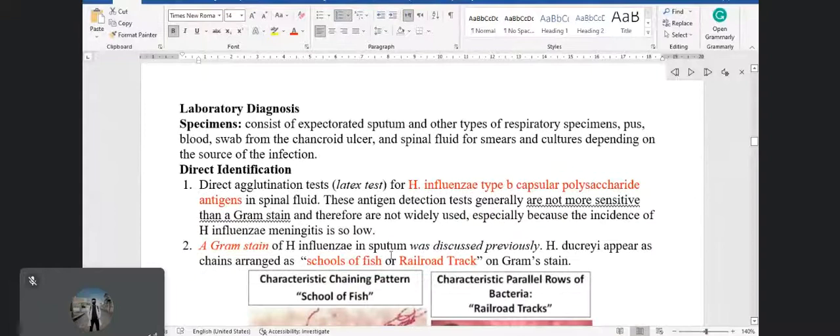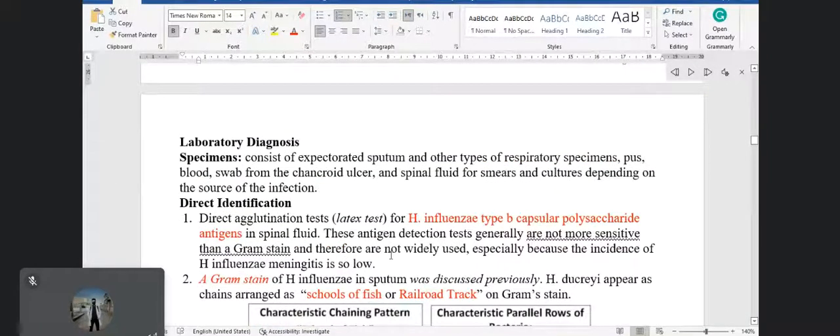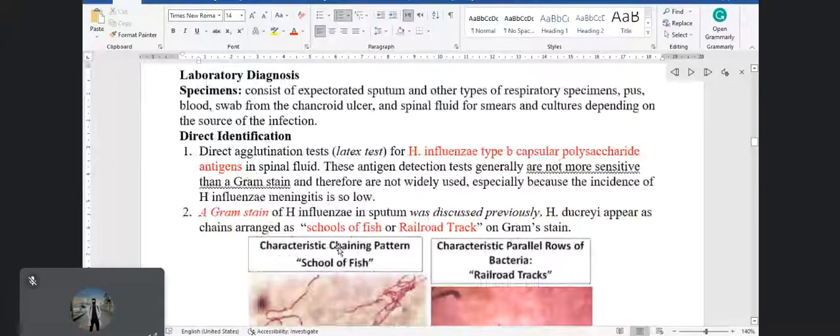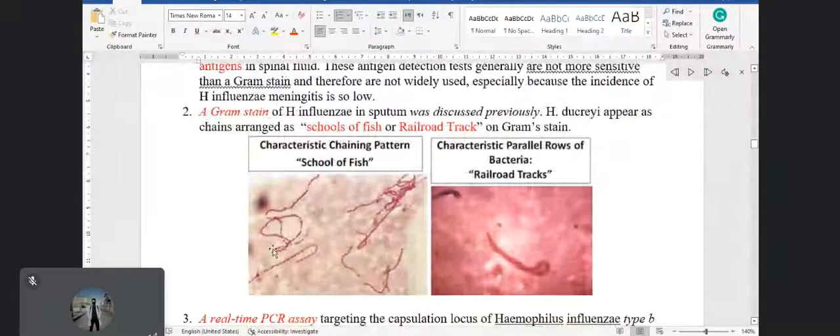For lab diagnosis, the sample collection includes pus, CSF, chancroid ulcer, and spinal fluid. All these are sources for the microorganism. Direct detection is by direct agglutination test, latex, which is actually more sensitive than the Gram stain. The Gram stain of Ducrey is significant, appearing like a school of fish. You see in documentaries about the sea how fish move in groups. Same thing for Ducrey, or sometimes even a railroad track. The arrangement of the microorganism is significantly clear to see.